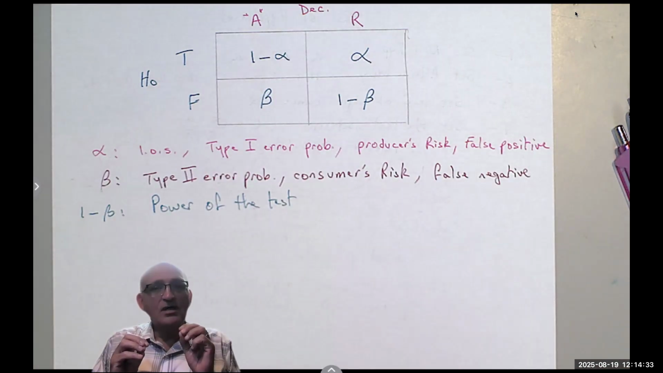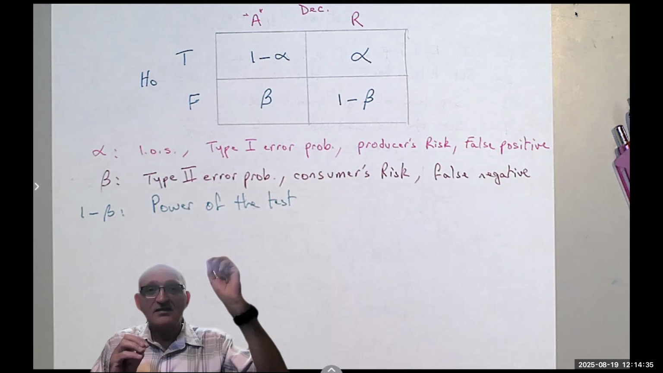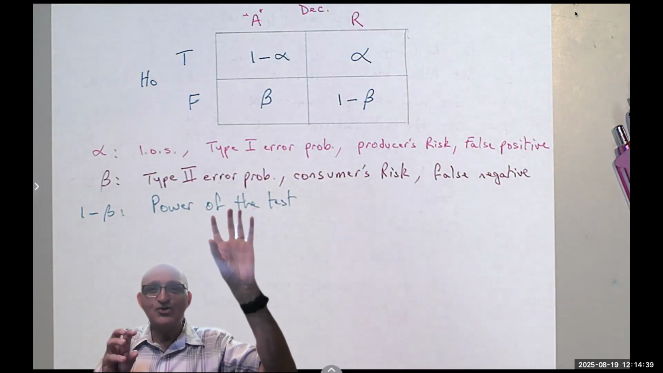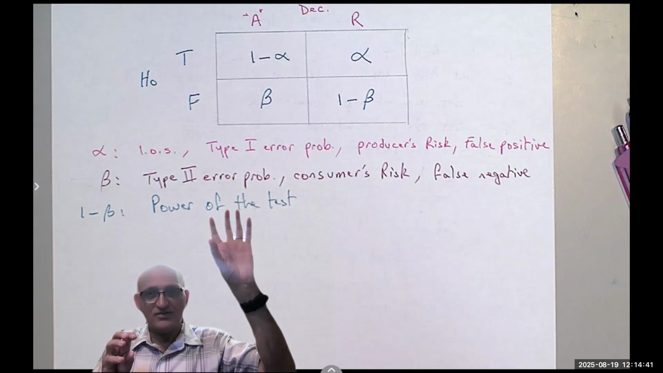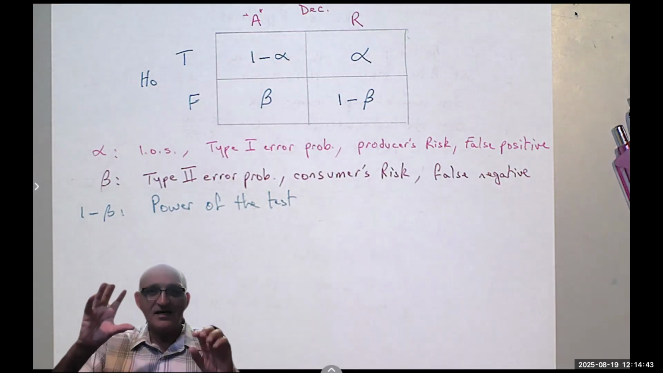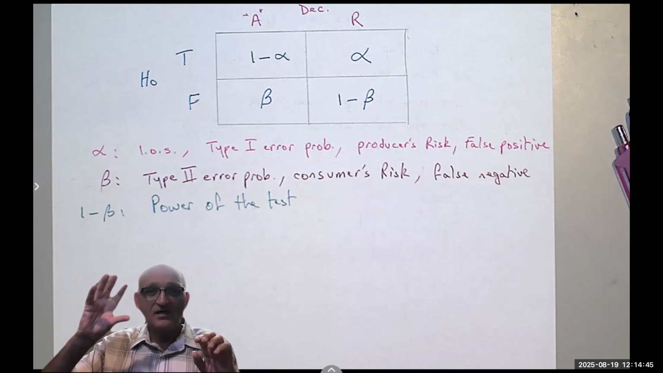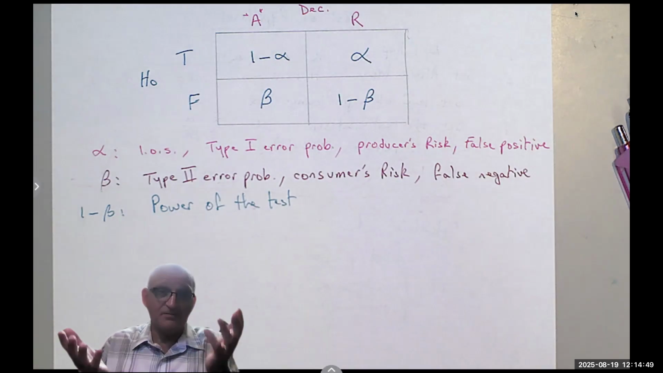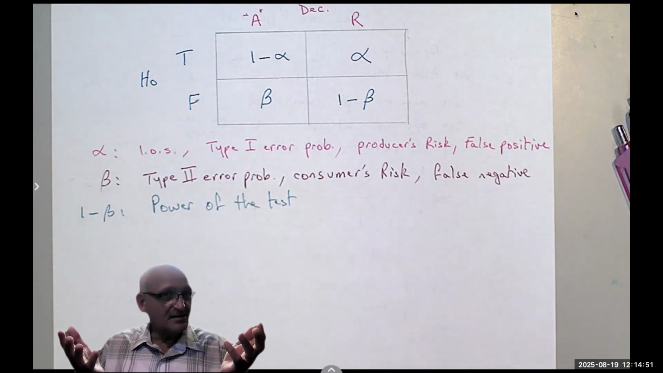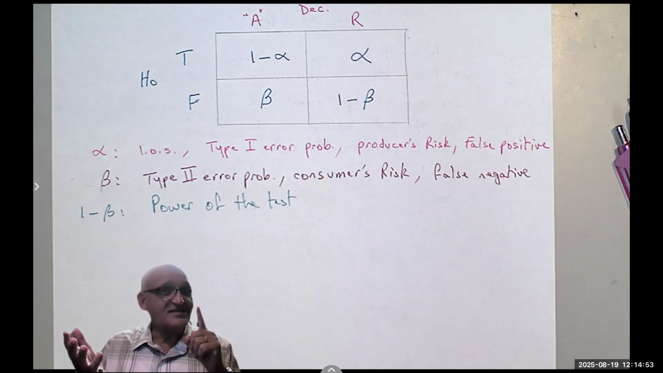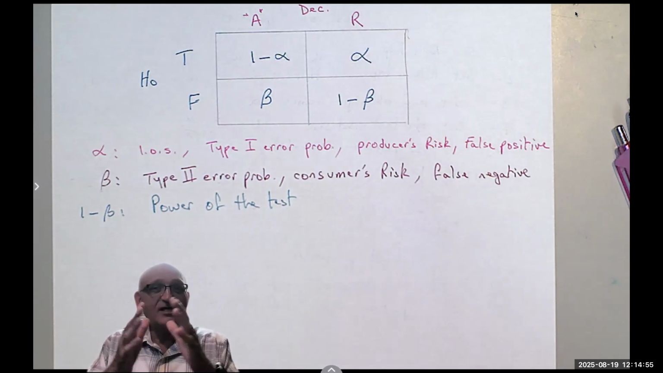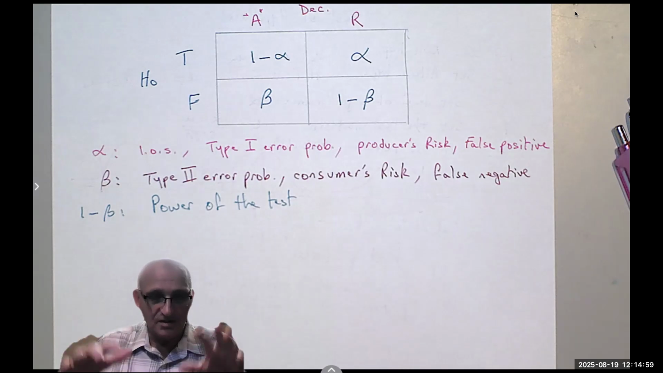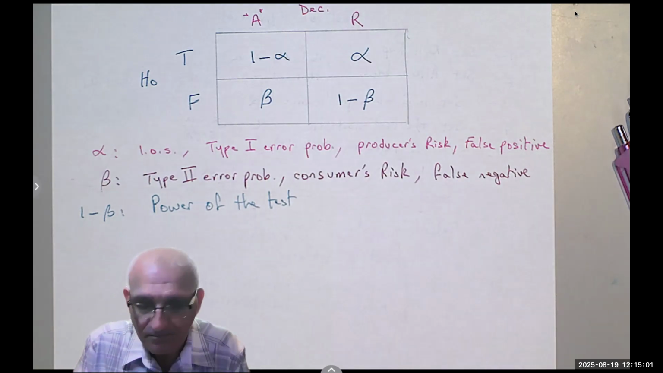So if I increase alpha to increase the producer's risk, I'm reducing beta, which is the consumer's risk. And if I increase beta, I decrease alpha. You cannot decrease them both unless you pay the price. And what price do you pay? Sample size. You enlarge the sample size. That's the only way you can reduce both of them.